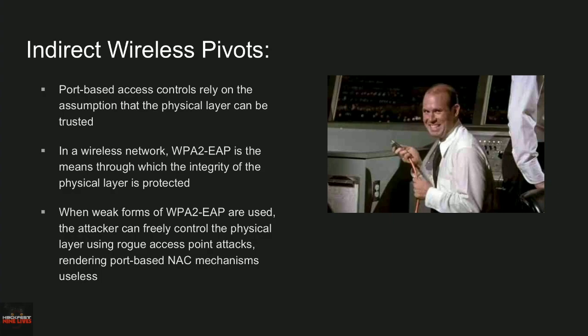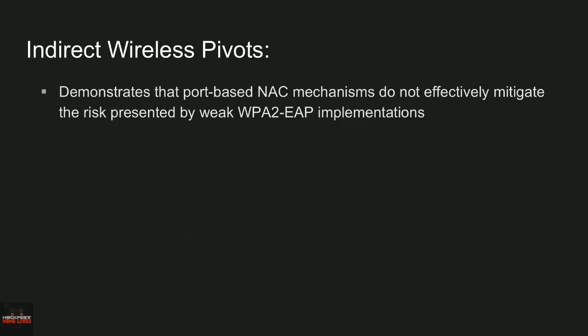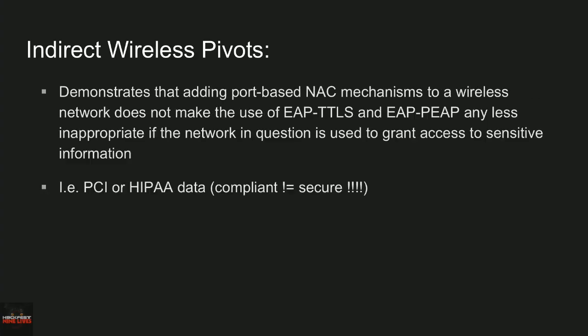So the reason why this attack works is that port-based access controls rely on the assumption that the physical layer can be trusted. In a wireless network, WPA2 EAP is the means through which the integrity of the physical layer is protected. When a weak form of WPA2 EAP is used, the attacker can freely control the physical layer, and by doing this renders port-based NAC mechanisms useless. What this demonstrates is that port-based NAC mechanisms don't effectively mitigate the risk presented by weak WPA2 EAP implementations. Furthermore, adding port-based NAC mechanisms to wireless networks does not make the use of EAP TTLS or EAP PEAP any less inappropriate if the network in question is used to grant access to sensitive information.